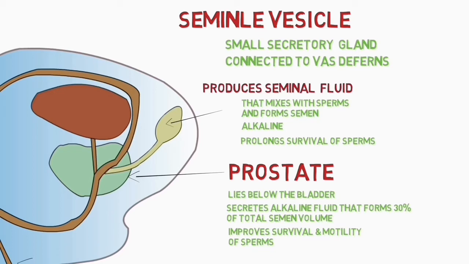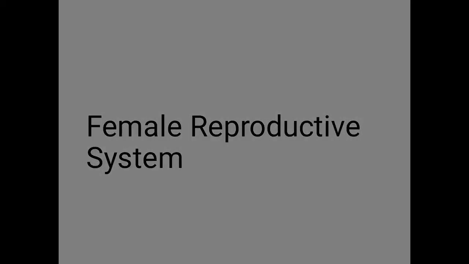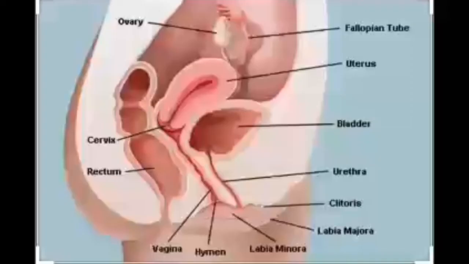We are done with the male reproductive system, so now let's go to the female reproductive system. The female reproductive system includes the ovaries, fallopian tubes, uterus, vagina, vulva, mammary glands, and breast. These organs are involved in the production and transportation of gametes and production of sex hormones. It also facilitates the fertilization of ova by sperm and supports the development of offspring during pregnancy and infancy.